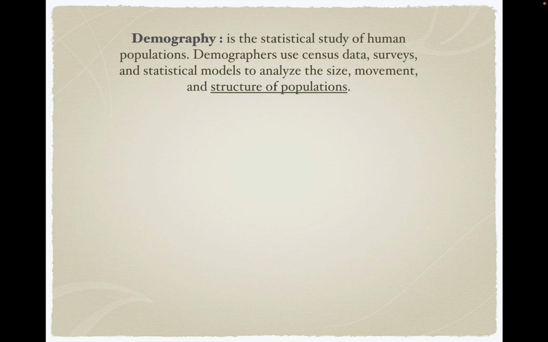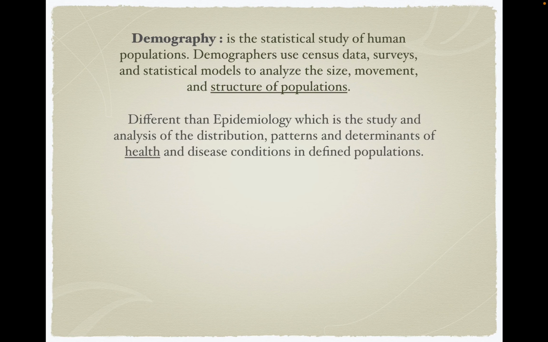Demography is the statistical study of human populations using census data, surveys, and statistical models to analyze the size, movement, and structure of populations. Different than epidemiology, which is the study and analysis of the distributions, patterns, and determinants of health and disease conditions in a defined population. Although we know that some studies are cohort, and we know that some companies are collecting health information from people, this will be discussed later, but what we need here in eugenics is the demography, not epidemiology.